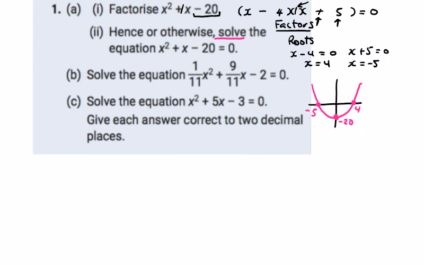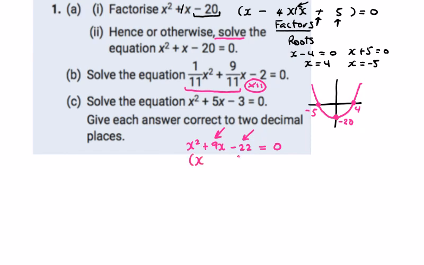So let's have a look at this one. Solve this equation. You should identify to multiply by 11 to get rid of that 11 on the bottom. So we're going to get x squared plus 9x minus 22. And 11 twos are 22. The only factors apart from 22 and 1, you can see 11 and 2, will give 9.